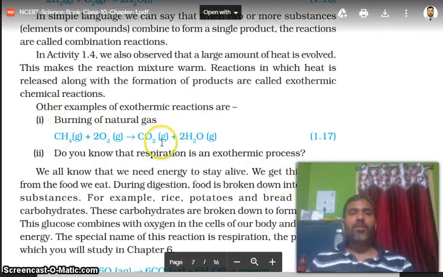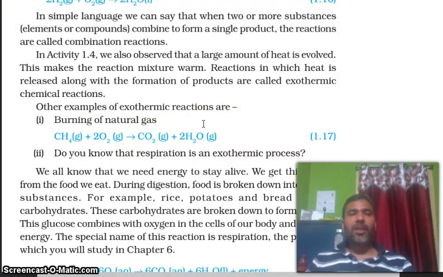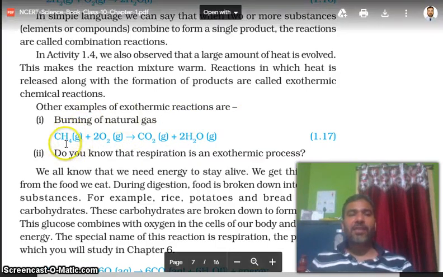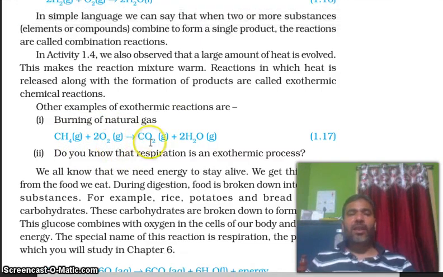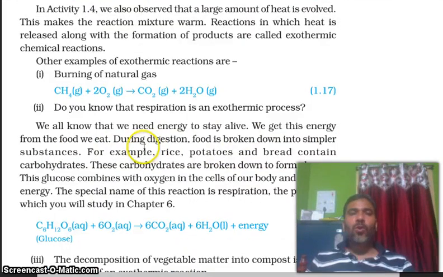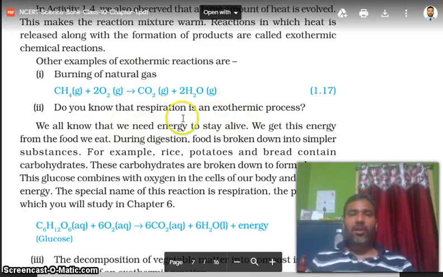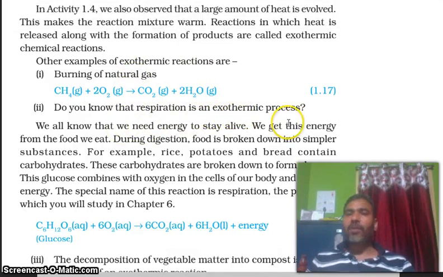Now another example of an exothermic reaction is the burning of natural gas. You know, burning of natural gas. This is the gas methane. It burns in the presence of oxygen. It will give carbon dioxide and water. So do you know, respiration is an exothermic process? This also gives a lot of heat. So respiration is an exothermic process.